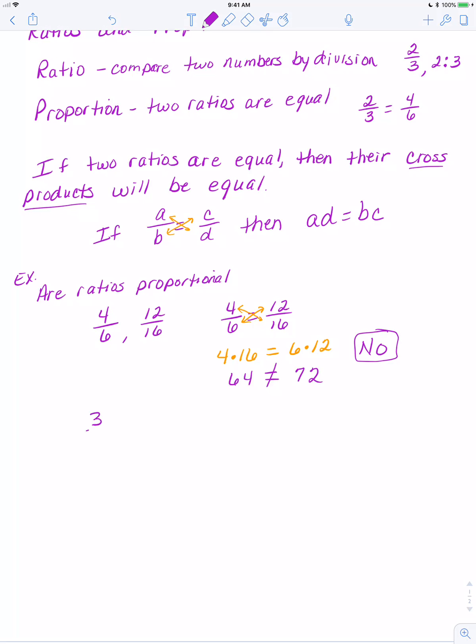So here's another example. Is 3/5 proportional to 6/10? So again, we're going to cross multiply. So 3 times 10, is that equal to 6 times 5? 3 times 10 is 30. That's equal to 6 times 5, which is also 30. So yes, those two ratios are proportional.